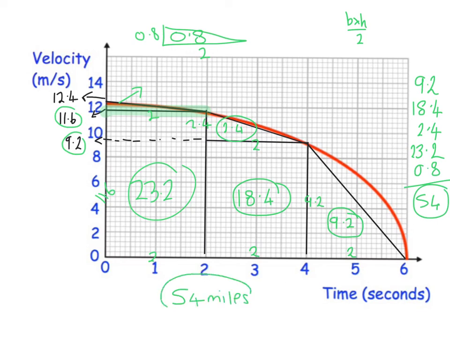Now this is only an estimate, and part B of the question was, is it an underestimate or an overestimate? Now you can see that this is clearly an underestimate because there's a lot of the curve that we've missed out. So we've missed out all of this bit here. We've missed out a tiny bit here as well. So it's actually an underestimate. So part B, the answer would have been underestimate.